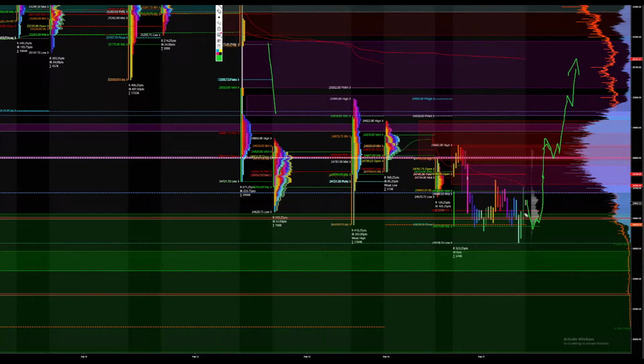Remember, you can have a bear trap again, take out the overnight lows, hit this thick bordered major demand, and maybe you come back into range, higher low. That's a long as well. All right, shorts.